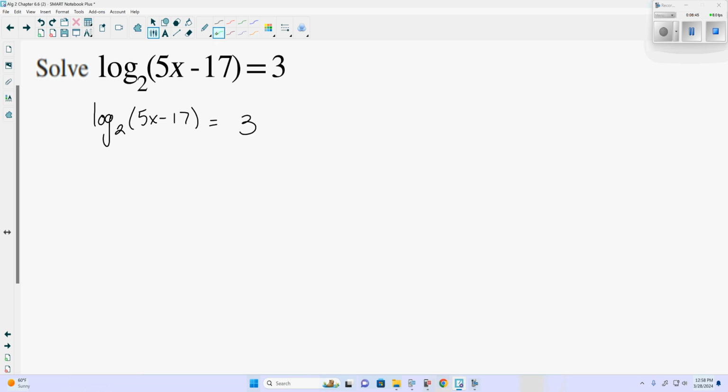So what base do you think we should use? It's actually written up there. 2. Because 2 to the log base 2 would simplify out. This goes back to our property that b to the log base b of x is x. So if I put this one side to the base of 2, the 2 in log base 2 cancels, leaving us with 5x minus 17. But if we do it to one side, we have to do it to the other, which is just telling us that 5x minus 17 is equal to 2 to the third power.